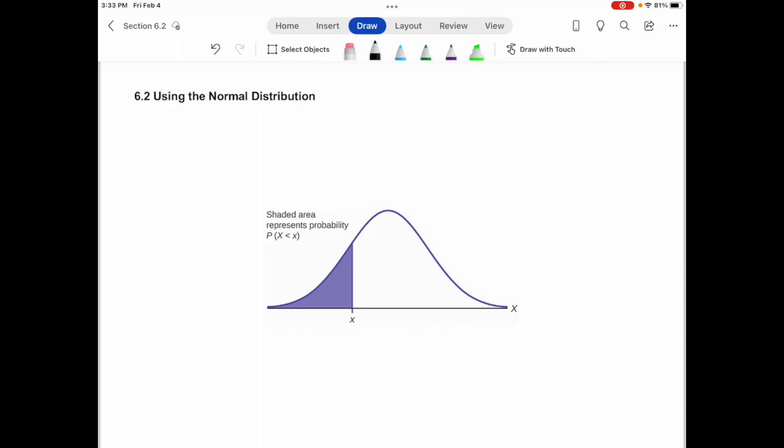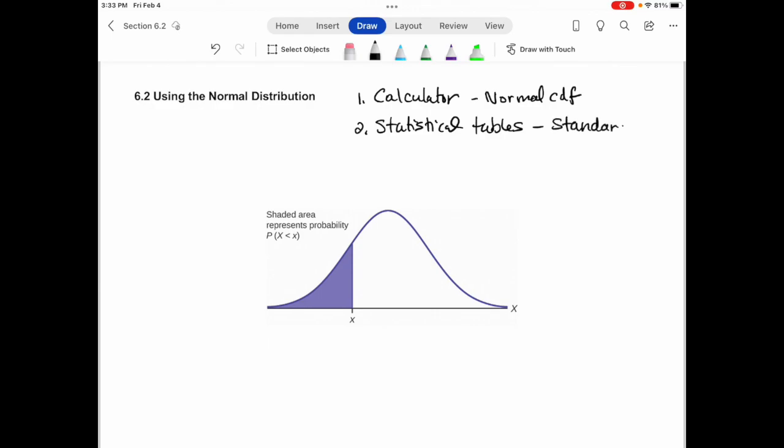In this lesson, I'm going to talk to you about how you can use the normal distribution to calculate probabilities. And there are two ways I'm going to show you how to do that. The first way is using the calculator, and we're going to use a function called normal CDF. And then the other method is using our statistical tables, specifically for the standard normal curve.